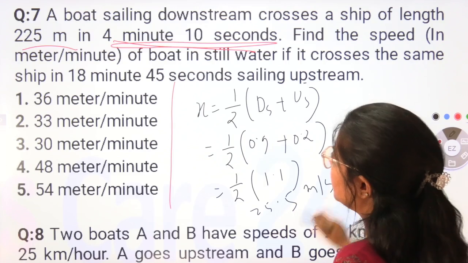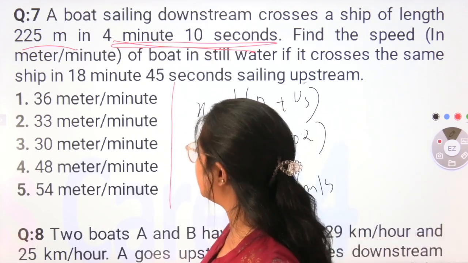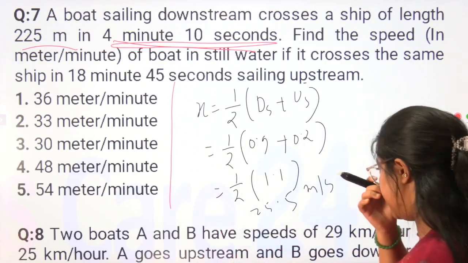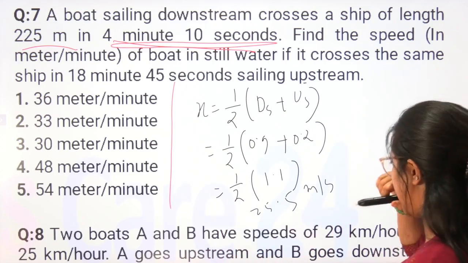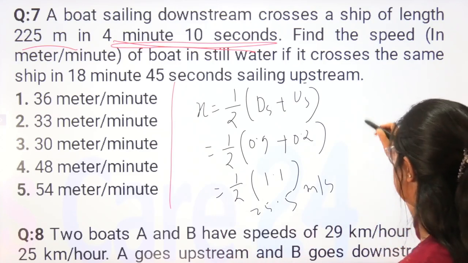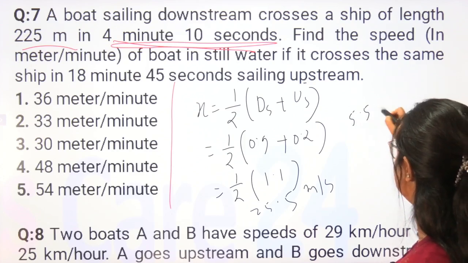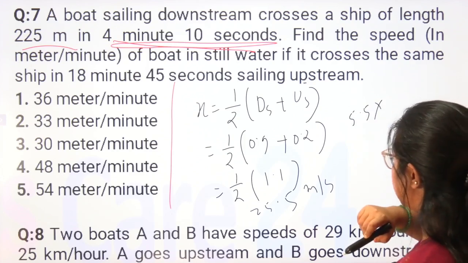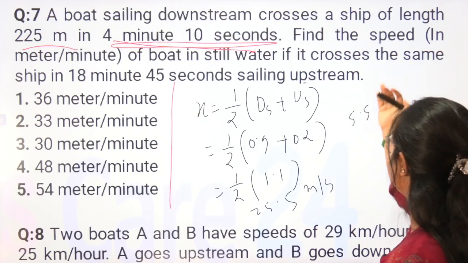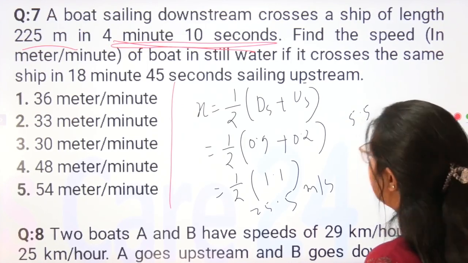It will be in meter per second, but my value is needed in meter per minute. So if I need to calculate this in meter per minute, I take the value in meter per second and multiply by how much?